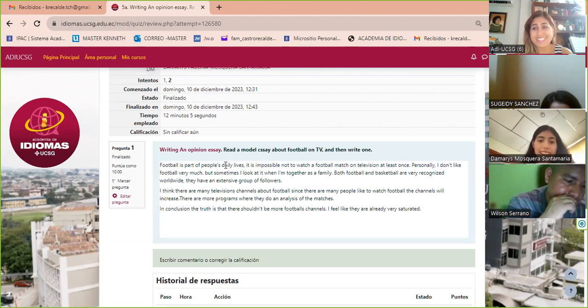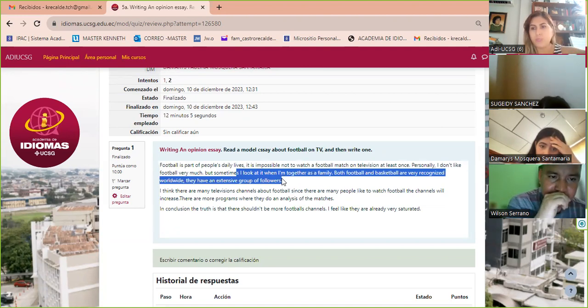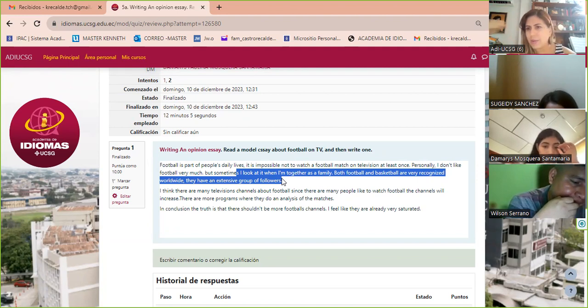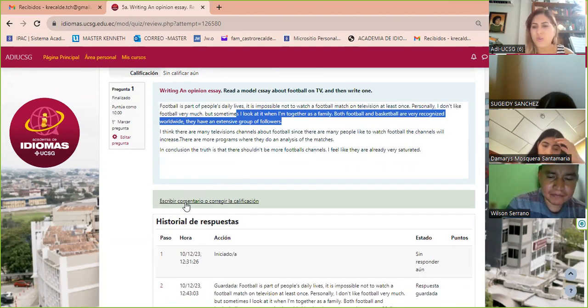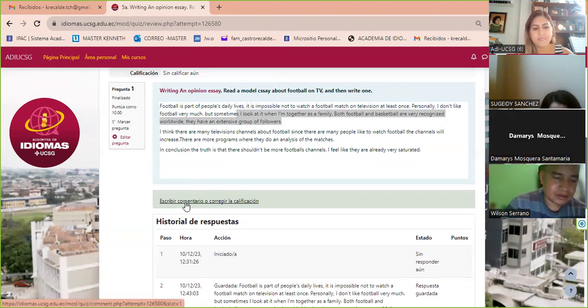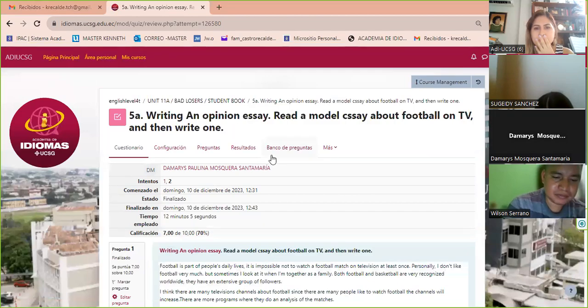Pero le estoy diciendo, I think. Here says there are many television channels about football. Yeah, but you have to put me that in the first paragraph. In the first paragraph here, you have to put, in my opinion, there are too many channels about football. Yeah? Come on, Damaris. Don't me odie. You can do it again. Let's continue. Let me see.